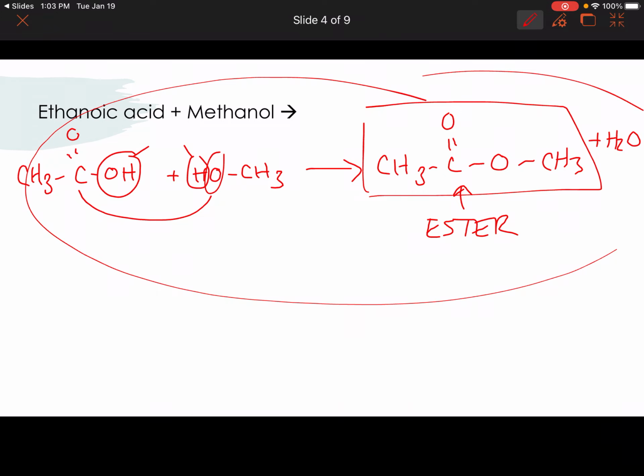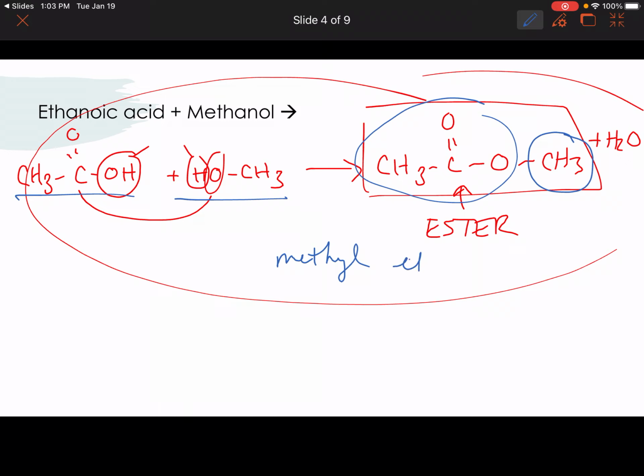Now, when we name that, the first one here, we have ethanoic acid, of course. So I'm going to switch colors. We've got ethanoic acid, we have methanol, and when we go to name that ester, how it works is you name the part from the alcohol first. So this is going to be called methyl, and then you take the carboxylic acid part, which was ethanoic acid, and instead of ethanoic, you call it ethanoate. So methyl ethanoate would be the name of this particular ester.